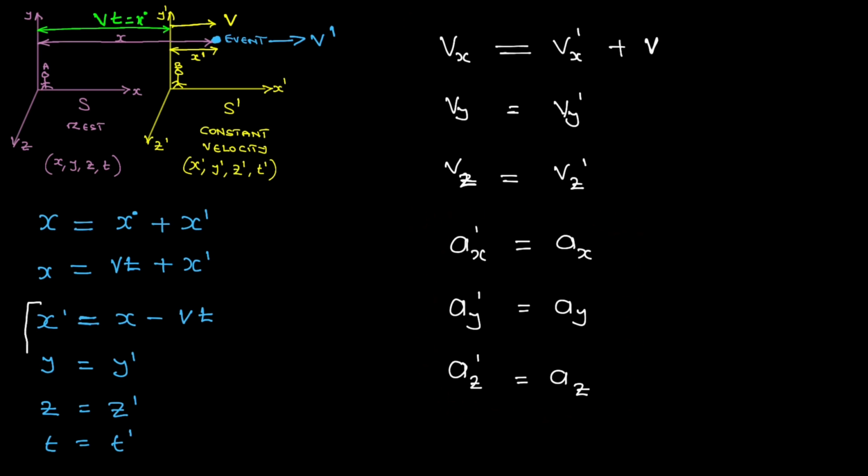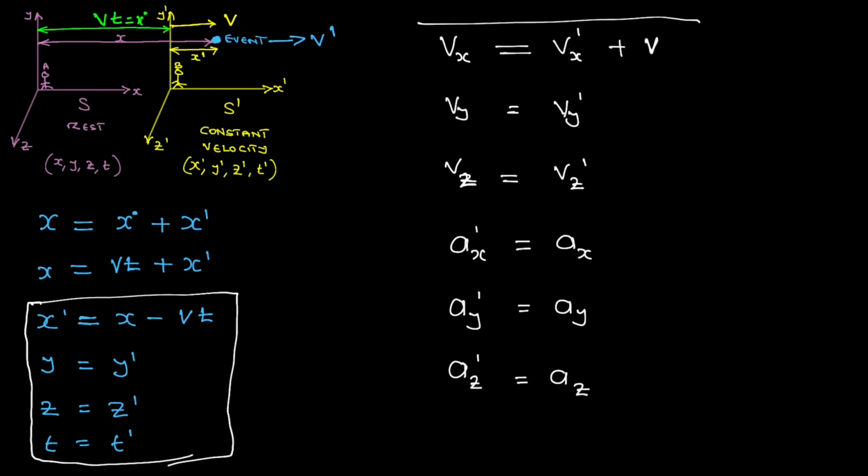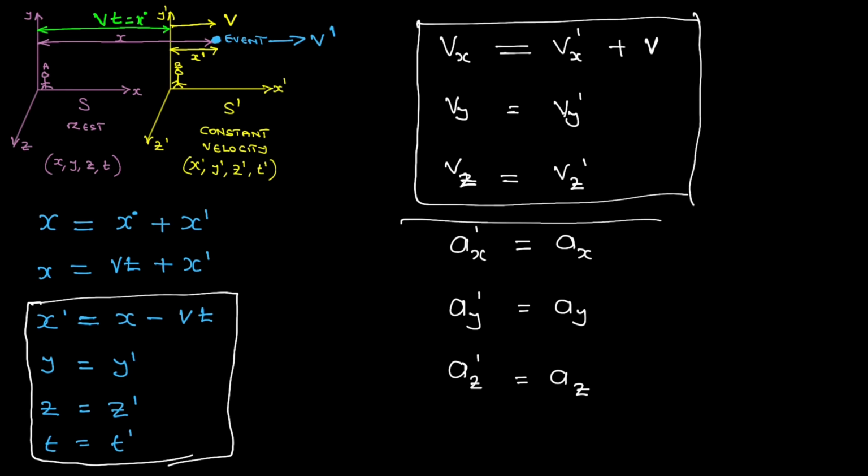So that is the Galilean transformation with the distance or space and time, and this is the velocity transformation and the acceleration transformation. But this transformation is not compatible with special relativity, and that's why we're going to look at Lorentz transformation, which is compatible with special relativity theory.